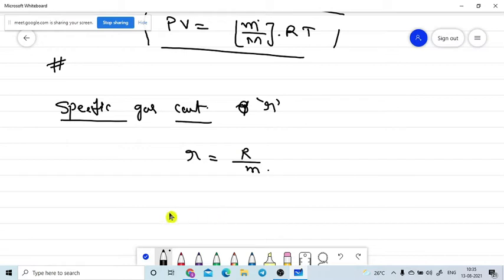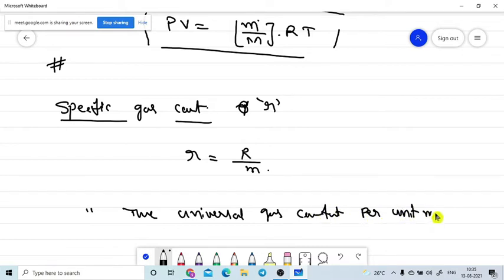How can we define it? It is nothing but the universal gas constant per unit mass. That is the definition. So the universal gas constant per unit mass is named the specific gas constant, and it is denoted with small r.